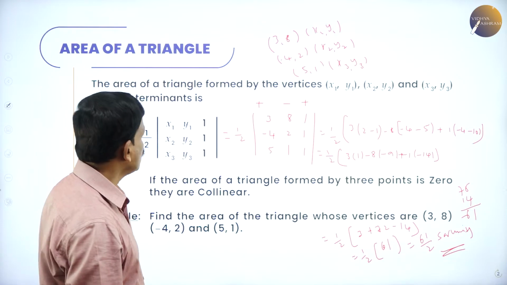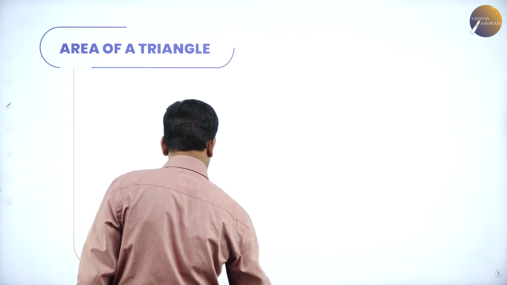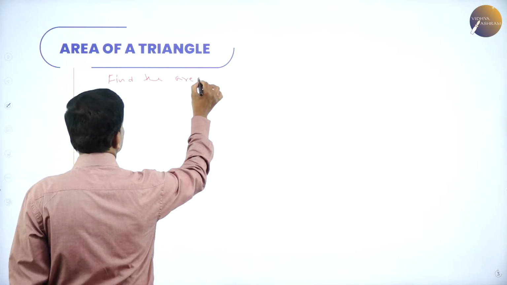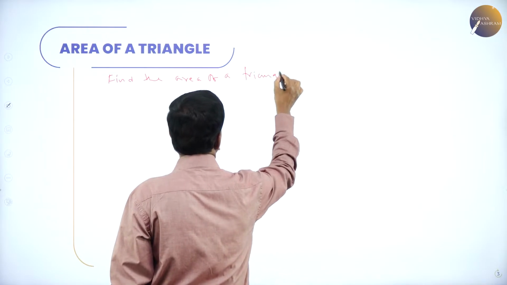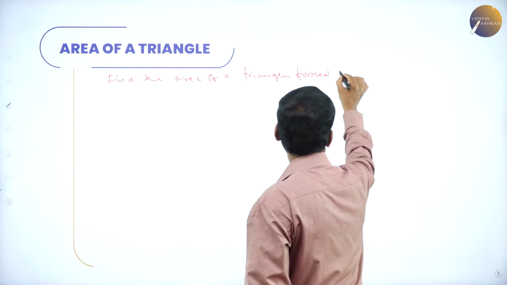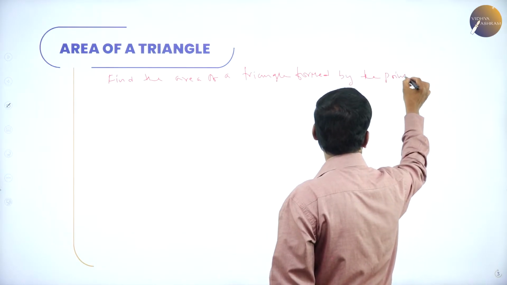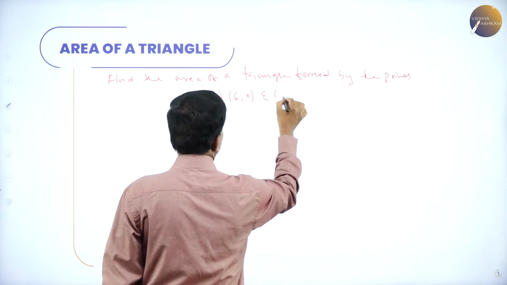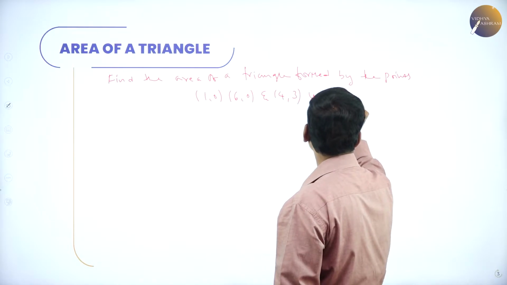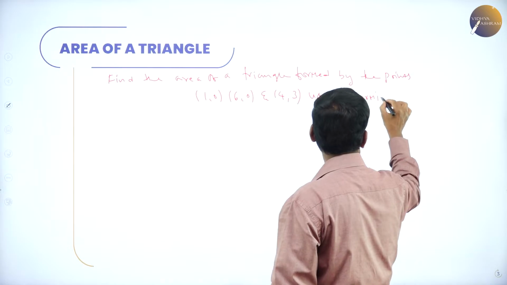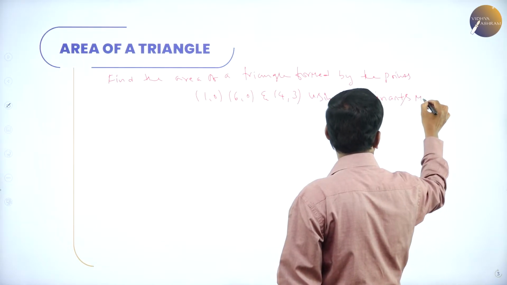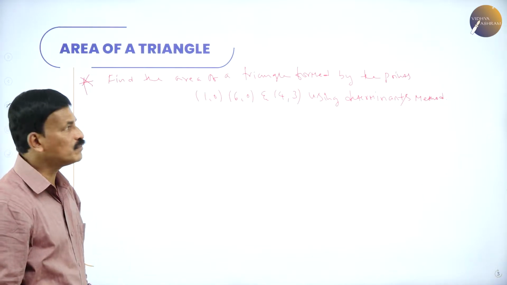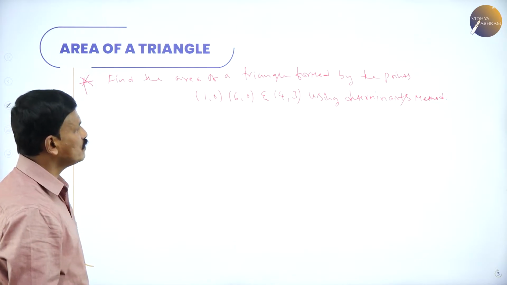Now, let us take one more problem like this. Find the area of a triangle formed by the points or the vertices 1, 0, 6, 0 and 4, 3 using determinants method. Like this, they will ask the question in the examination. Find the area of a triangle formed by the points or the vertices 1, 0, 6, 0, 4, 3 using determinants method.